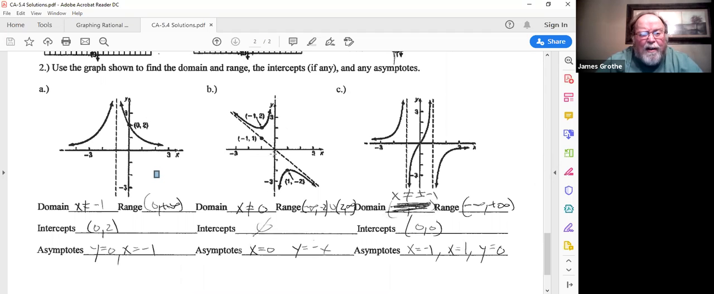You'll notice the curve will not cross that y-axis. As it comes at the y-axis from the left, it goes towards positive infinity. As it comes towards the y-axis from the right, it goes to negative infinity. So 0 will not be a part of our domain.